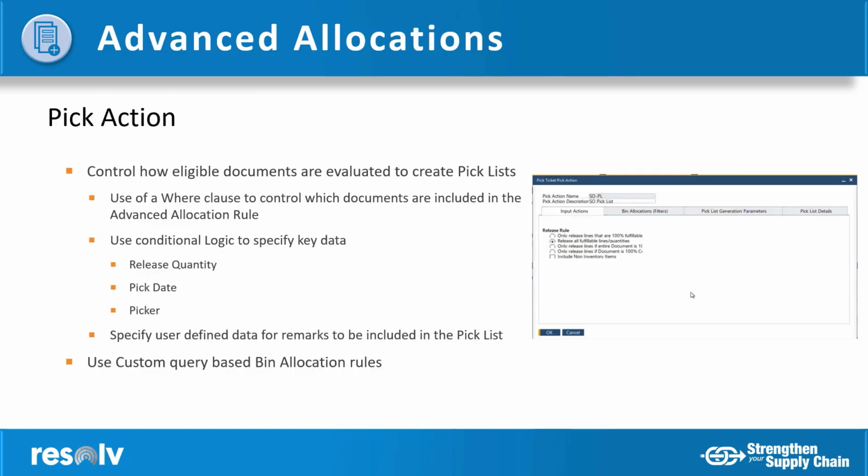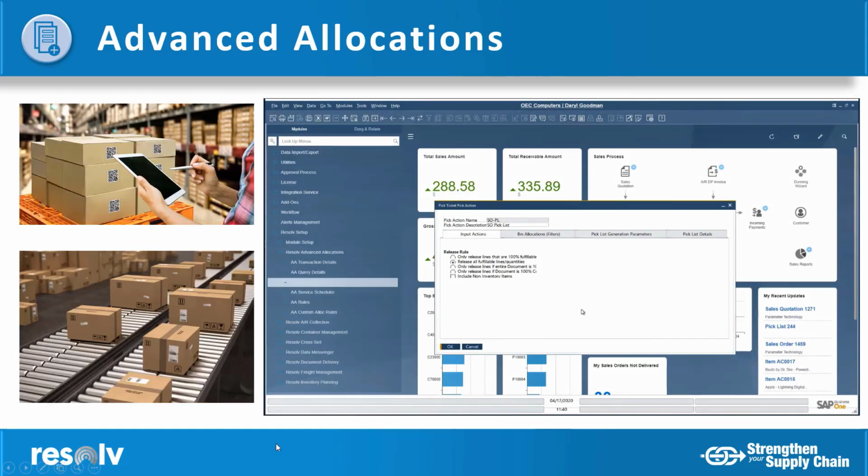The pick action compares the demand of the released documents to the inventory handling rules to determine if there's enough available and which bins to pick from. Let's take a look at the pick actions. When combined with the transactional queries and the rules, the pick actions determine how a pick list should be created, or if one should be created at all. The first area we have is the input actions area.